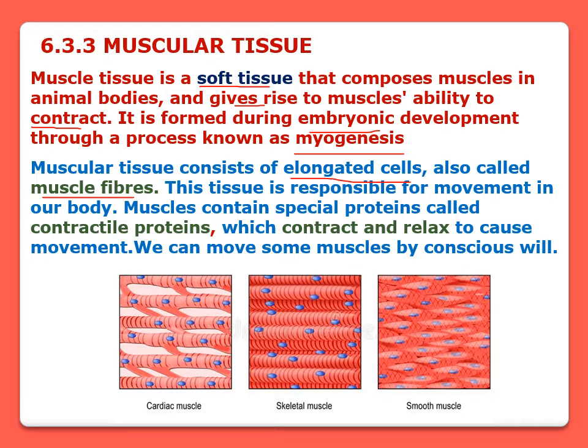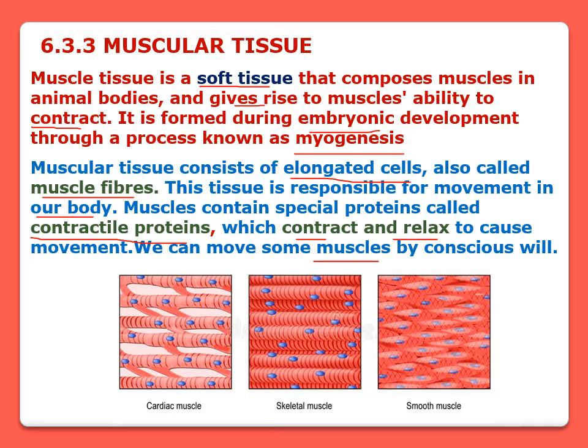Muscle tissue is responsible for movement in our body. Without muscle tissues, the body cannot move. Muscles contain special types of protein, called contractile proteins, and this allows them to contract and relax. We can move some muscles by our conscious will, and some muscles we cannot move. On the basis of our conscious control to move the muscles, those muscles are called involuntary or voluntary.